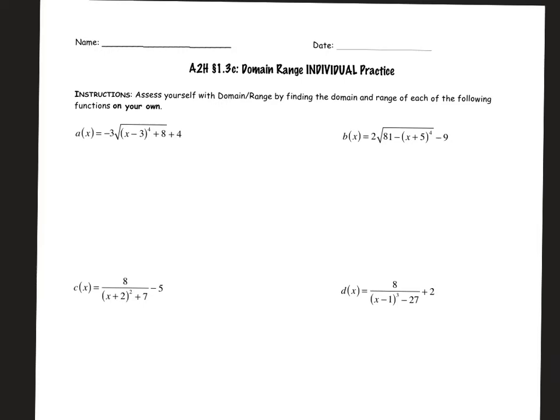Okay, this is a video of me going through the problems on 1.3c, domain and range. All right, so let's start with A. So the domain, the only thing that is problematic here is the square root. So we need to make sure that we're only taking a square root of positive values. So we need (x minus 3) to the fourth plus 8 to be greater than or equal to 0.